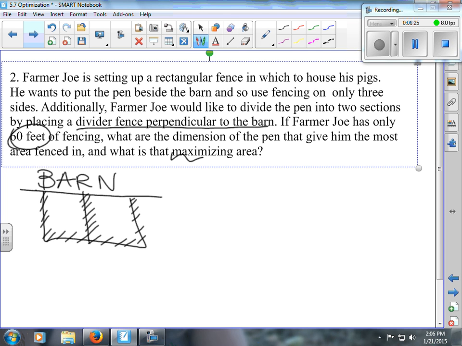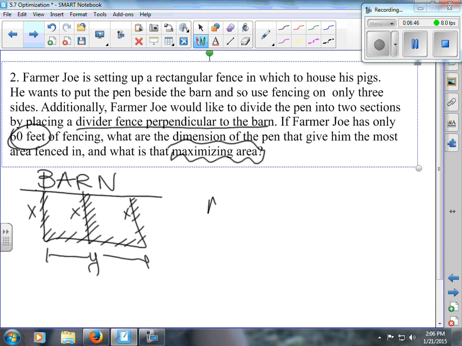So notice my area is what I want to maximize. So in terms of my picture, I'm going to introduce some variables. I don't know how long to make this perpendicular section. Notice that all 3 should be the same length if it's rectangular. And I don't know how long to make the long section. And so I have 2 variables that I need to figure out.